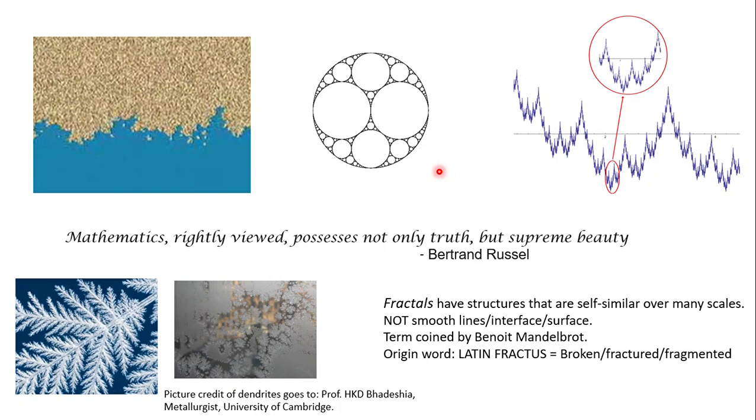Hello everyone. In this video, we are going to talk about the geometry of roughness and ruggedness. In this picture, we can see a rough and rugged coastline. It is very hard to measure the length of the coastline. Countries keep updating the length of the coastline.